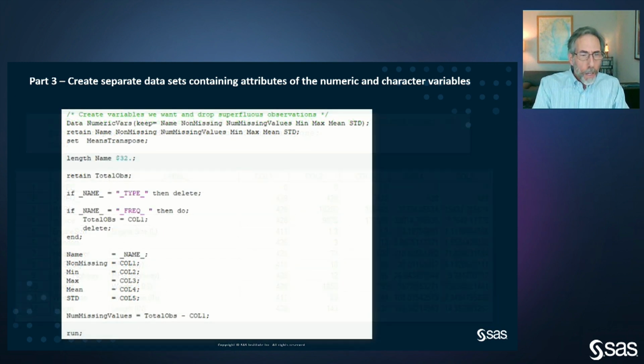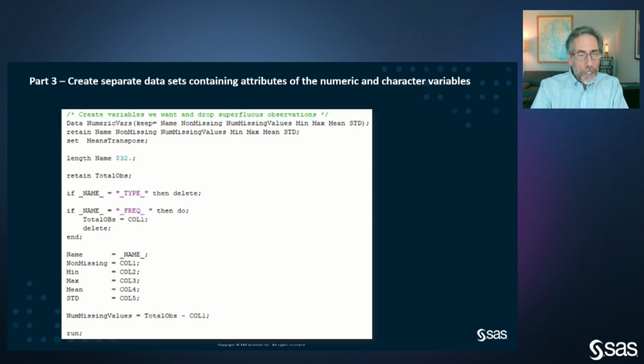So we use a data step to, first of all, retain total number of observations, and to specify the length of the variable name, the total number of observations. And I should stop for a moment and go back. At the very top here, there's a retain statement. We're going to keep and retain name, non-missing, number missing values, min, max, mean, and standard deviation. Then we get to our length statement, our retain statement.